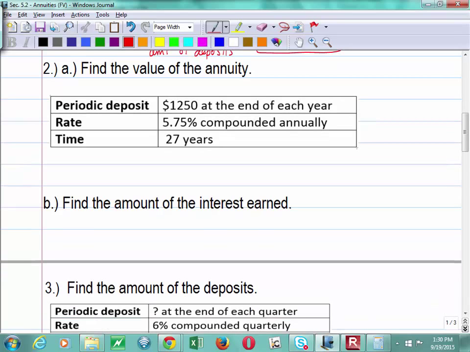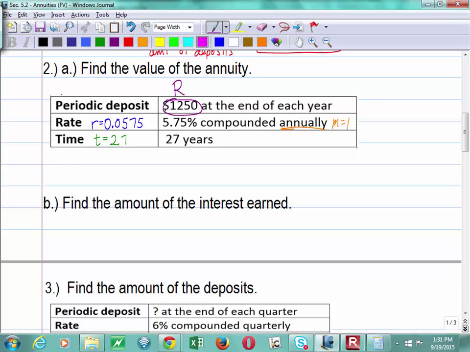Okay, so here's another example, same thing. Alright, so we're depositing $1,250 at the end of each year. So that's capital R, that's the payment. And then little r, the rate, is 0.0575. And it's compounded annually, so that means M is 1. And it's for 27 years, so that means T is 27.